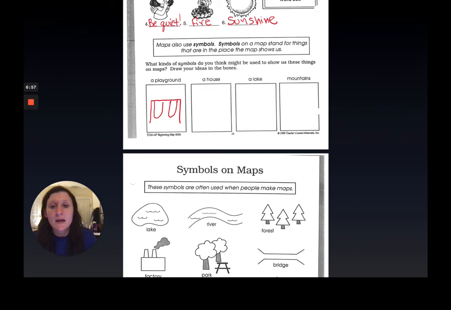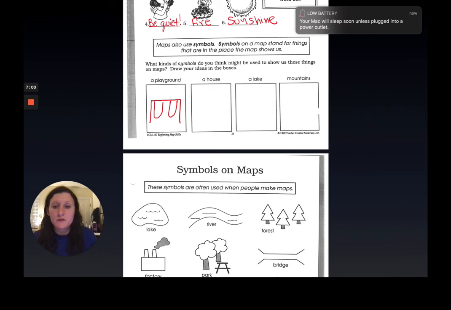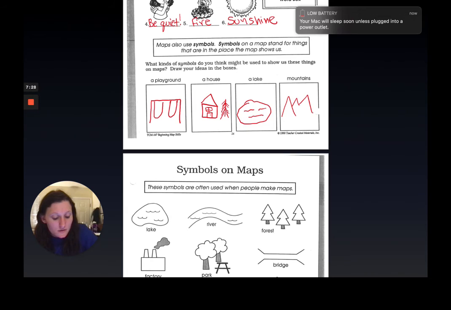Next, we have a house. And so for that, we could probably just draw a picture of a house here. Put a door and a window on it. Maybe even a tree. Next, we have a lake. And so a lot of times we draw just a circle, put some little waves in there. And lastly, we can draw for mountains. We can draw some really basic mountains here. And these you might even see on a map yourself.